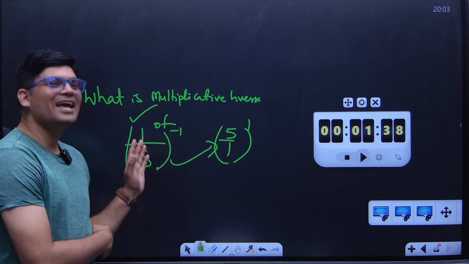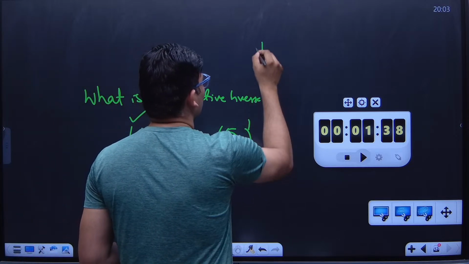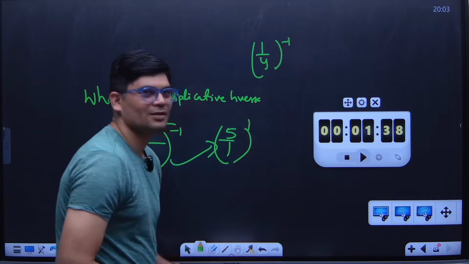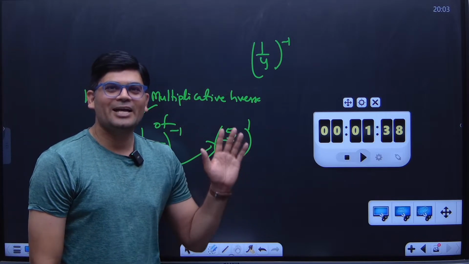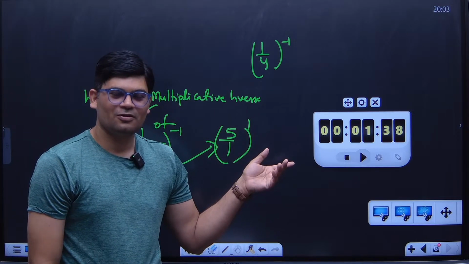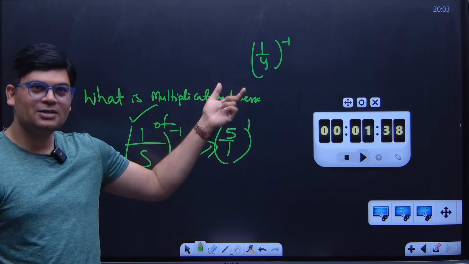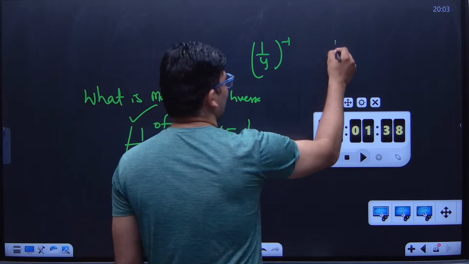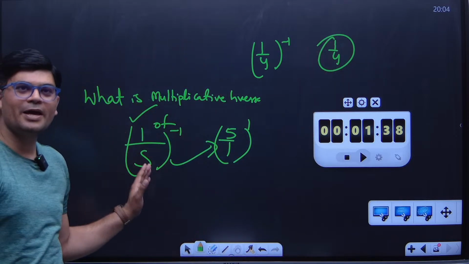See, this is not the actual number. If I write 1 by 4 to the power minus 1, is 1 by 4 the actual number? No. The actual number is 4. So what is the multiplicative inverse of the number? It is 1 by 4. So for the earlier question the answer is 1 by 5.